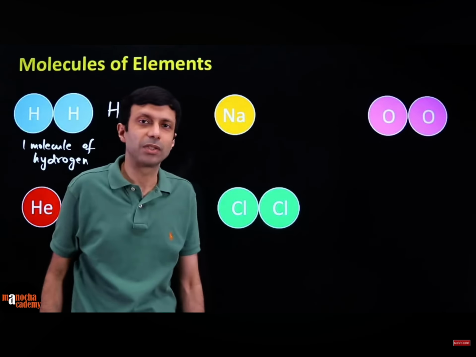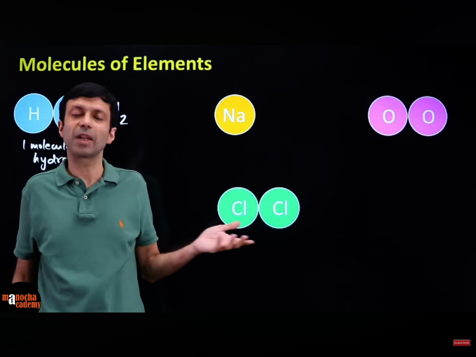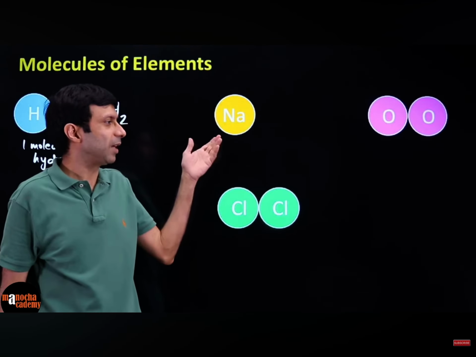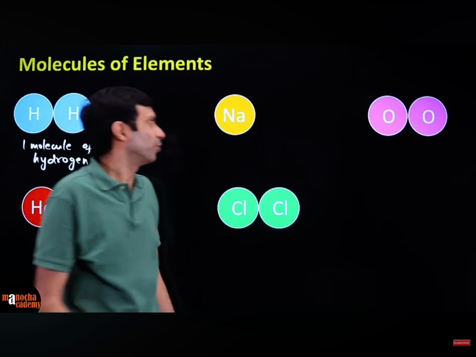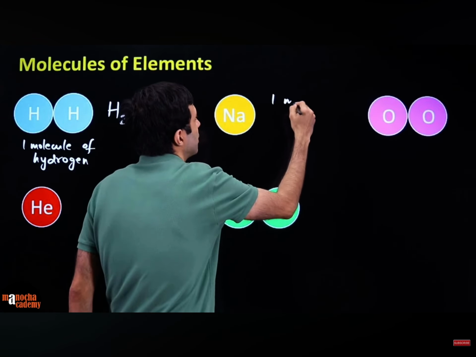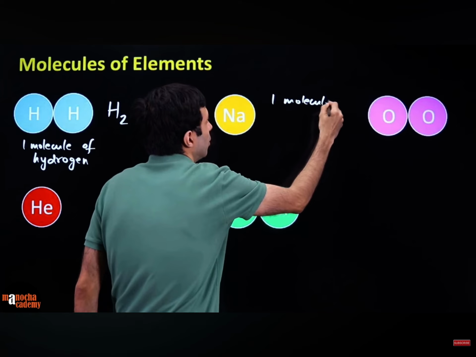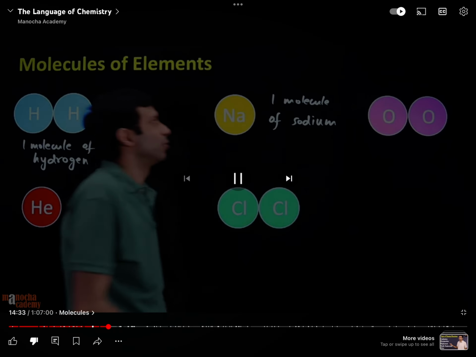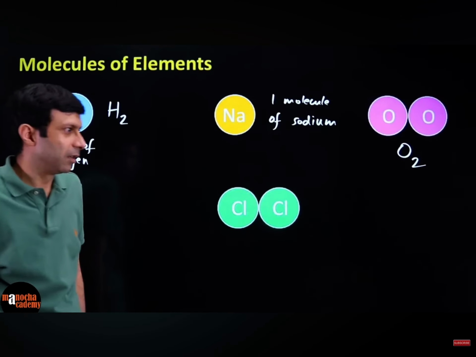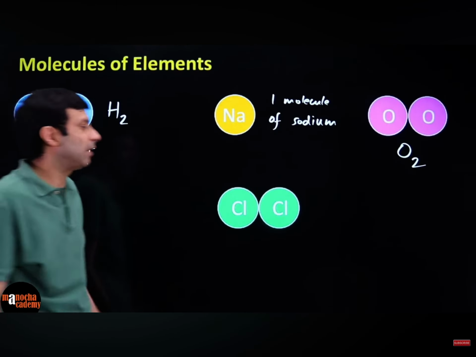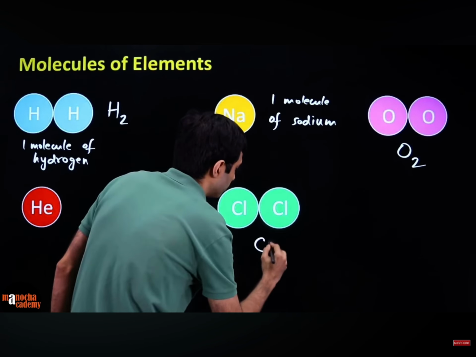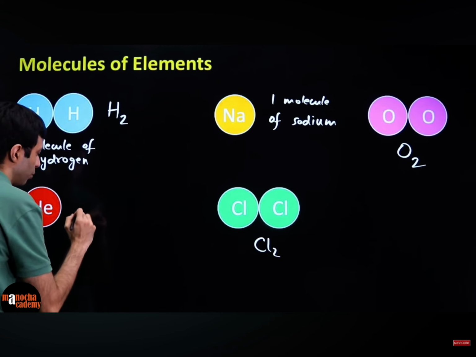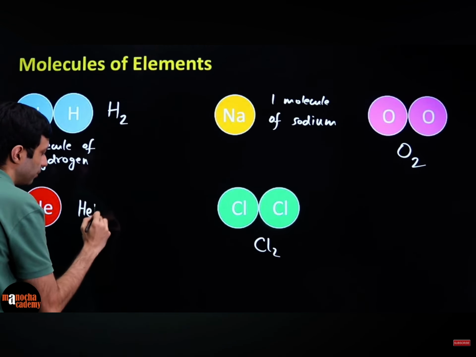But there are certain elements like sodium where the atom can exist independently. So if I talk about one molecule of sodium, it is the same as one atom. So here one molecule is the same as one atom. So one molecule of sodium. But oxygen cannot exist alone. So there you have O2. Similarly, chlorine cannot exist independently. So we have Cl2. Here it is helium. Helium can exist independently. So one molecule of helium.